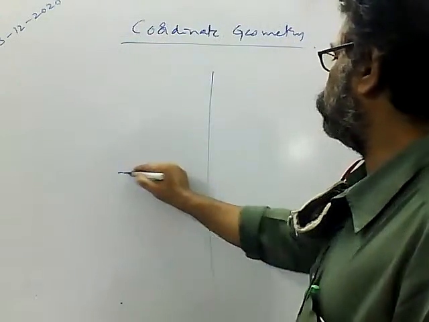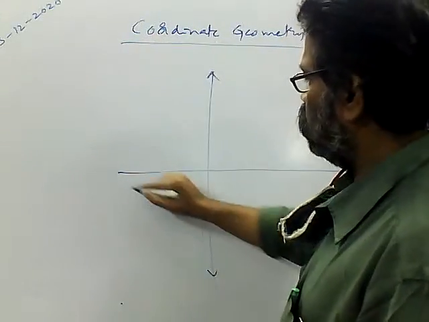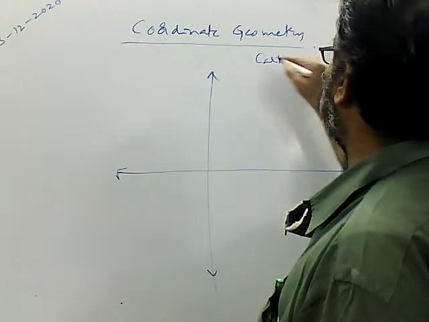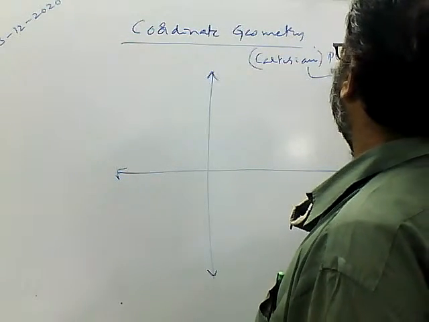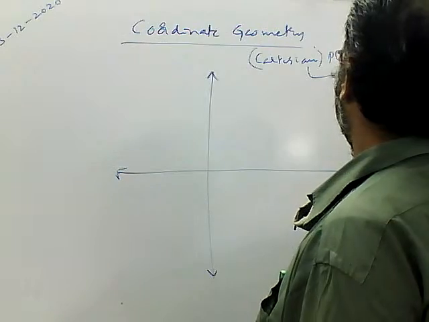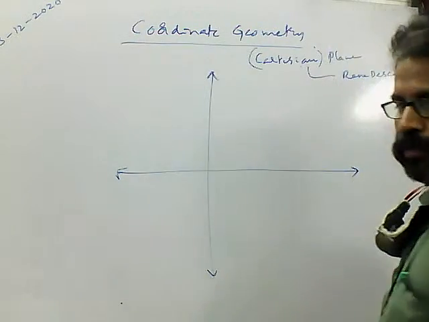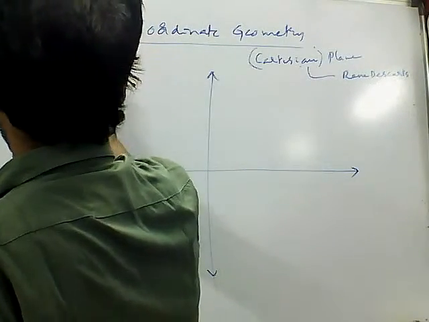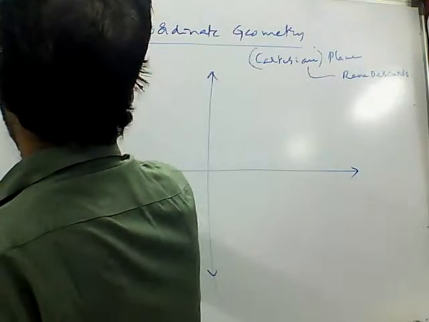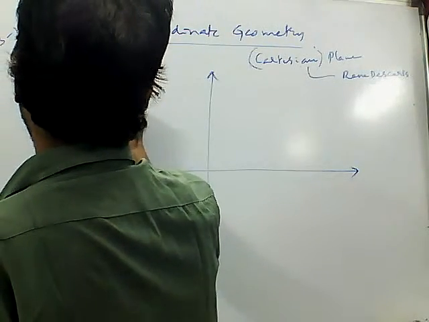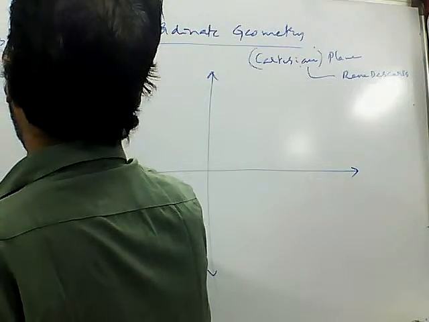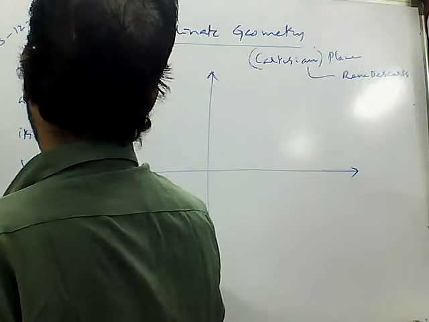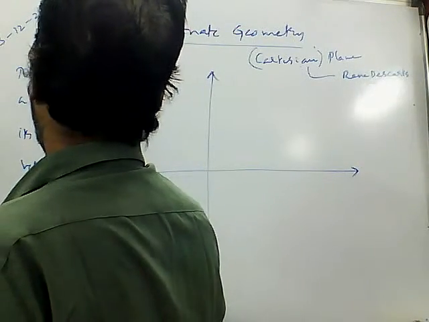Suppose there is a plane. This is called the Cartesian plane. It is named after the famous mathematician René Descartes. On his name it is called the Cartesian plane. This plane is used to locate a point. To locate a point in a plane, we need its horizontal and vertical position as its location.